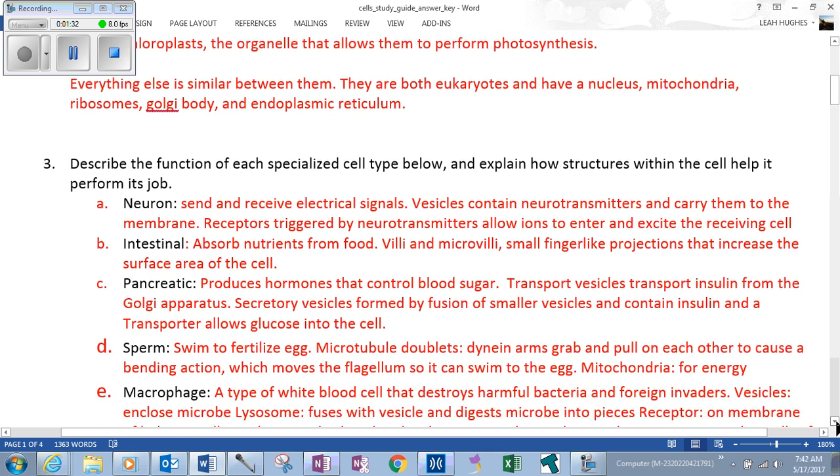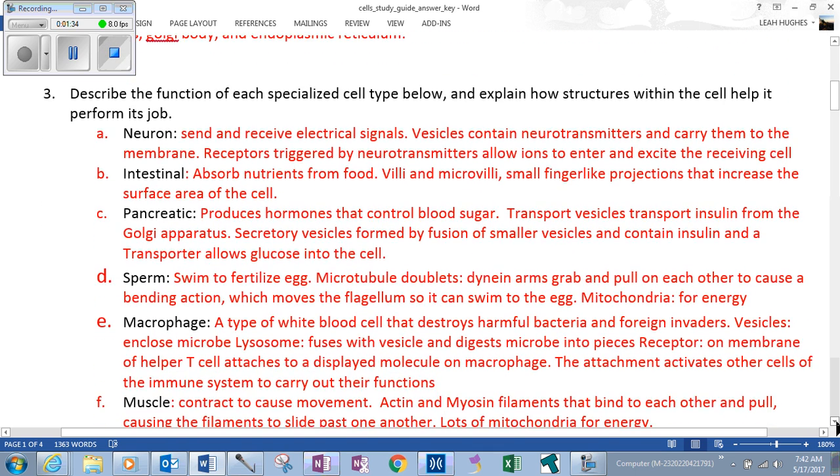Describe the function of each specialized cell. Number 3. Describe the function of each specialized cell type below and explain how structures within the cell help it perform its job. A. Neuron. Send and receive electrical signals. Vesicles contain neurotransmitters and carry them to the membrane. Receptors triggered by neurotransmitters allow ions to enter and exit the receiving cell.